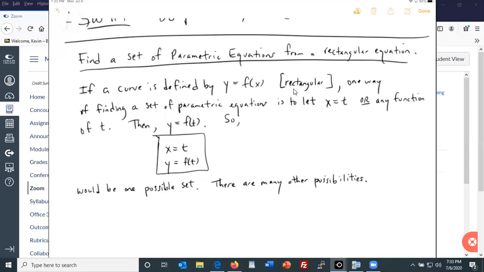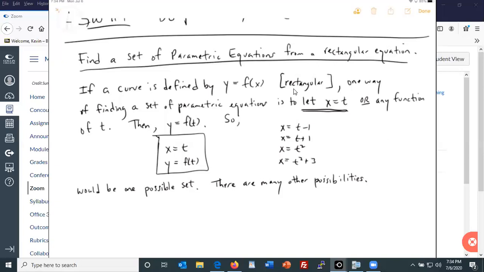Okay, so now why are there many other possibilities? This is one way to find a set of parametric equations just by letting x equal t. So that's the important part right there. Well, I don't just have to let x equal t, right? I could let x equal t minus 1. I could let x equal t plus 1, or t minus 2, or t plus 2. I could let x equal t squared. I could let x equal t squared plus 3.